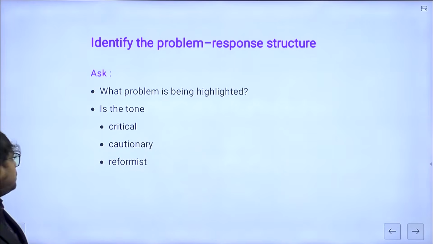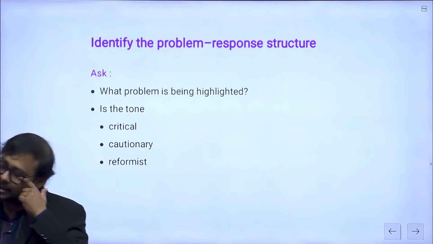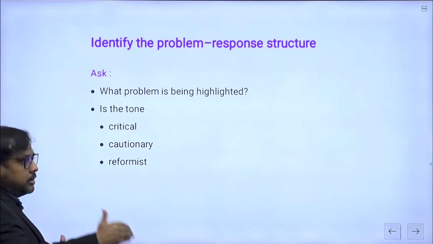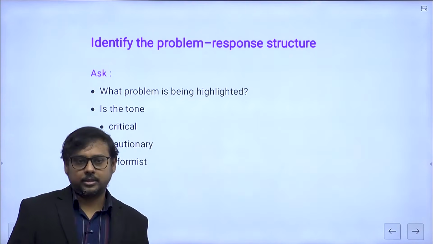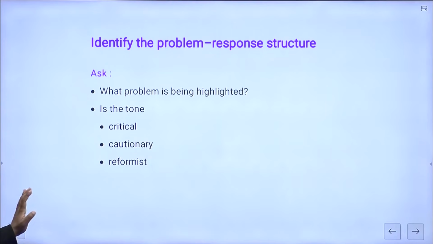Okay. Now, how will we solve the passage-based question? In the case of crux, we understood that we have to find the tone and the summary. Here, we have to do one more step. Now, this is important.